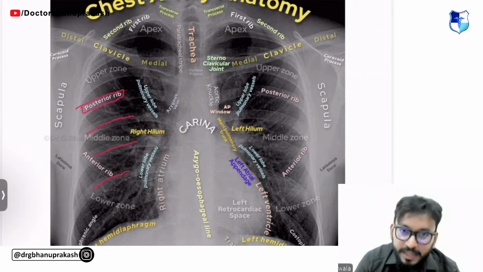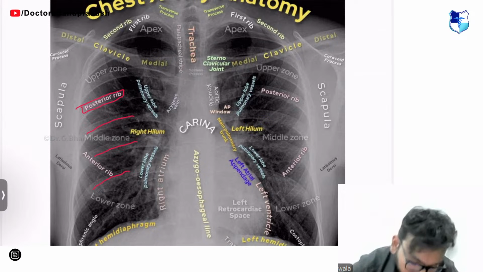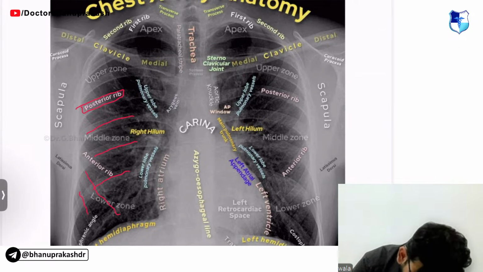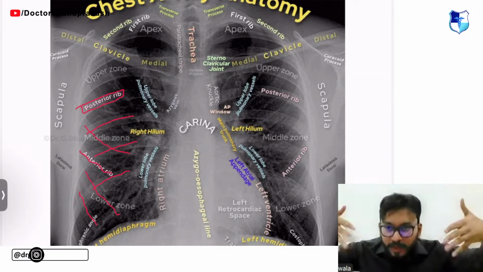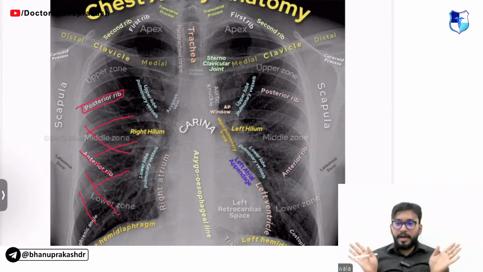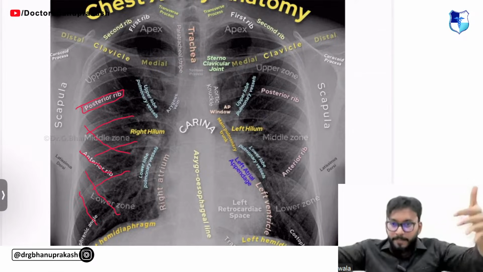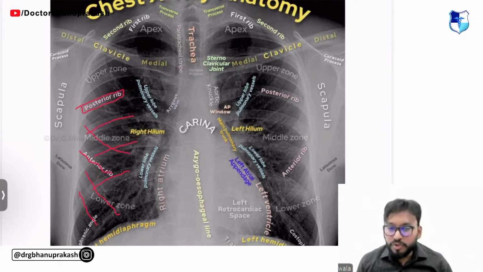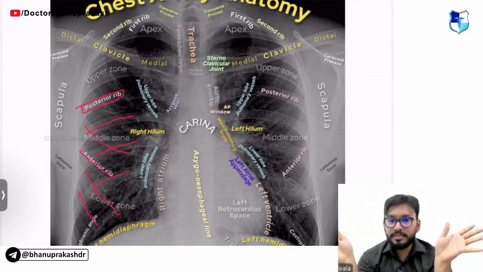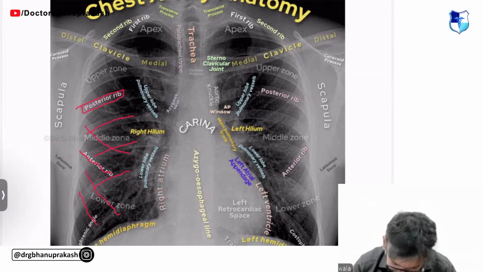So where are the anterior ribs? Look at this, guys. Can you see this one? Can you see this? The ones that are coming downwards and forwards, these are your anterior ribs. Obviously, guys, the ribs start from behind. They go like this and they come in front, downwards and forwards. So if you want to see the anterior ribs, they'll go downwards and forwards. If you want to see the posterior ribs, they're going like this. It is simple.